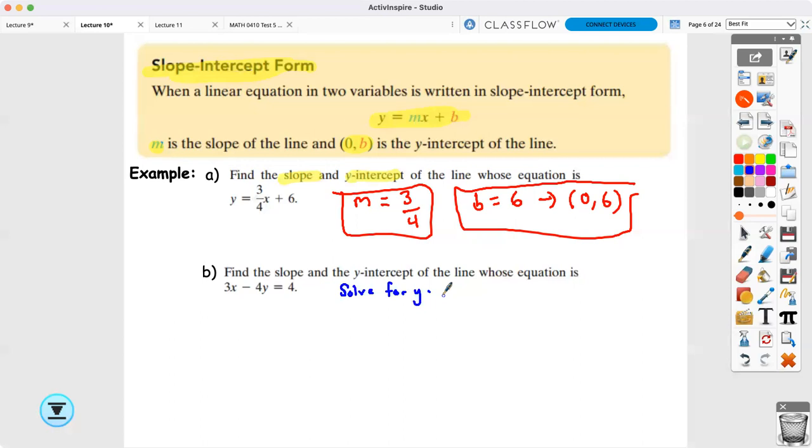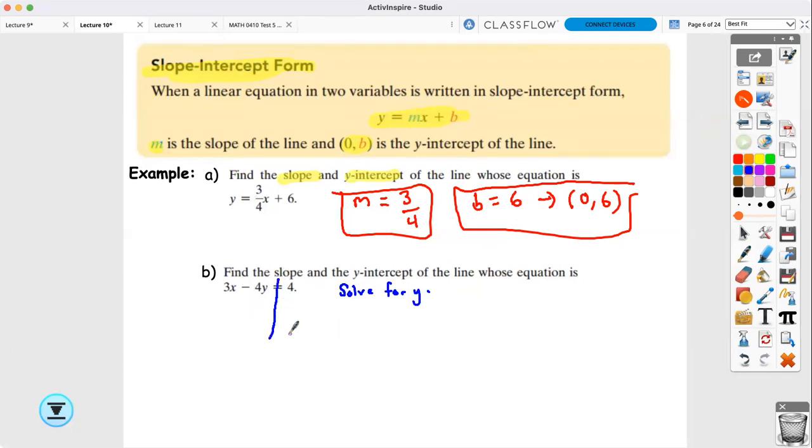All right. So for B, we're gonna get y by itself. So we have 3x minus 4y equals 4. So draw the line down the equal sign. Remember, we want to get y by itself, guys. So can anyone tell me, how do we move a 3x over? We're gonna subtract it. And what we do to one side, we do to the other. So that cancels out. So then I get negative 4y is equal to negative 3x plus 4.